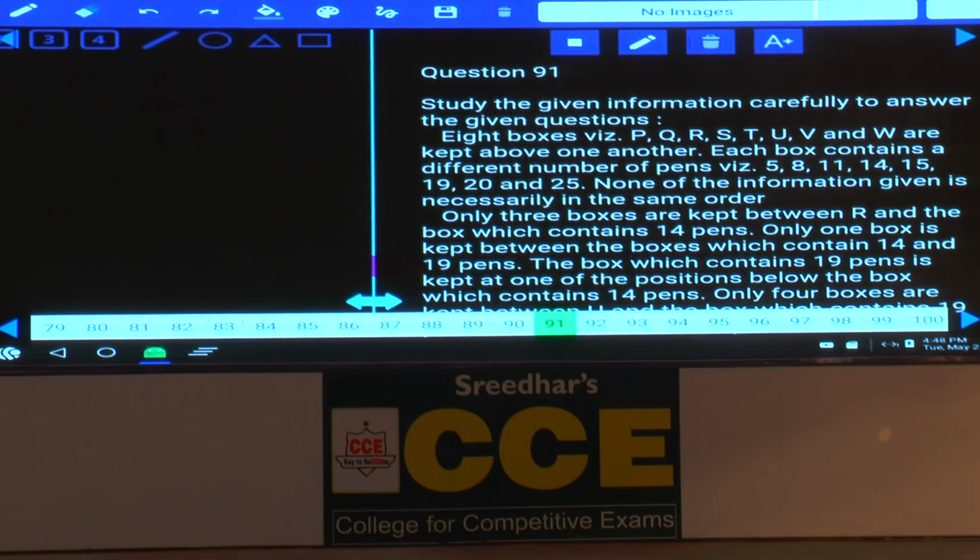Then first information: only 3 boxes are kept between R and the box which contains 14. Now between R and 14, how many boxes are there? There are exactly 3. If 14 is here, then 1, 2, 3 and R will be here. That is one possibility. The next possibility: R, 1, 2, 3 and 14 will be here. So two possibilities.